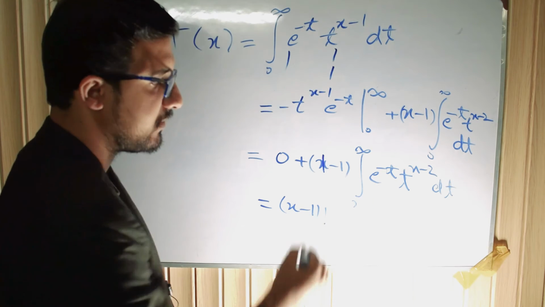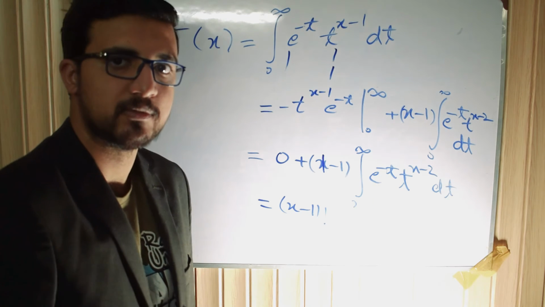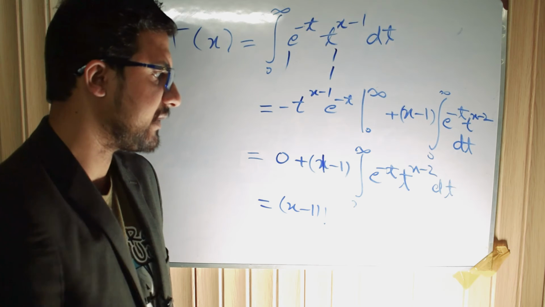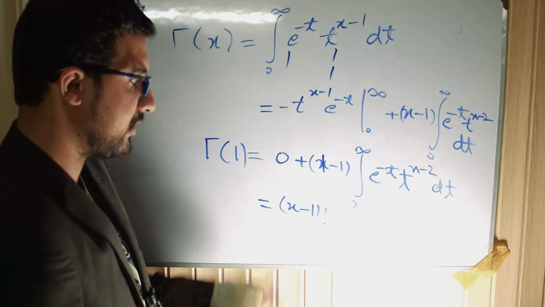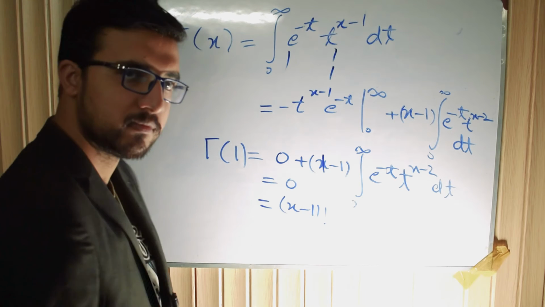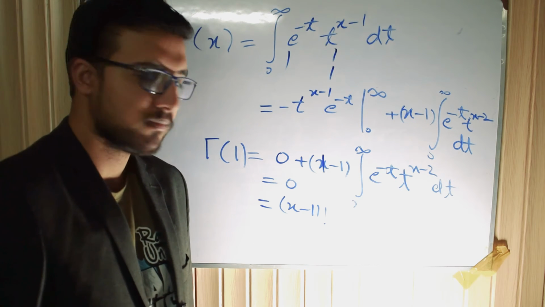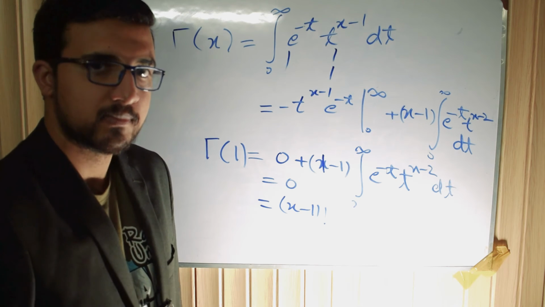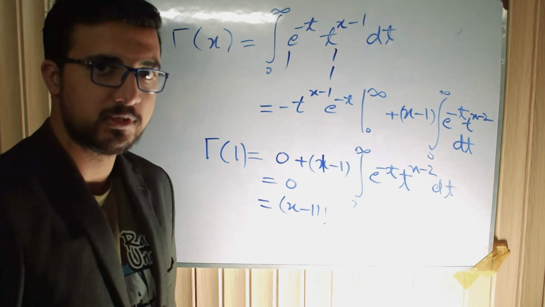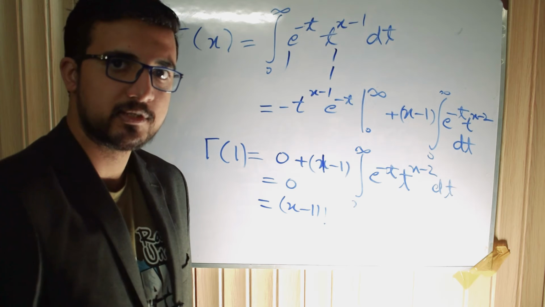1 minus 1, which is equal to 0. Hence at x equal to 1, we get gamma of 1 equal to 0. But initially we saw that gamma of 1 is equal to 1, and now gamma of 1 is equal to 0. So this is a contradiction.